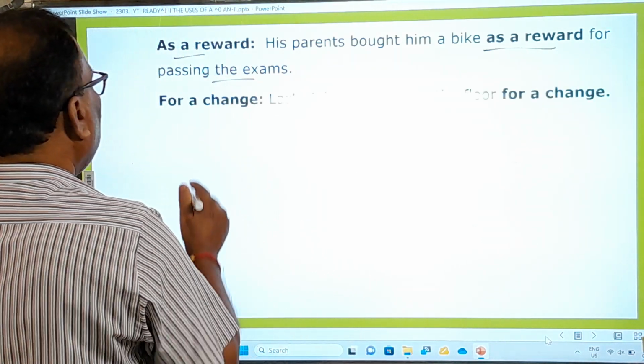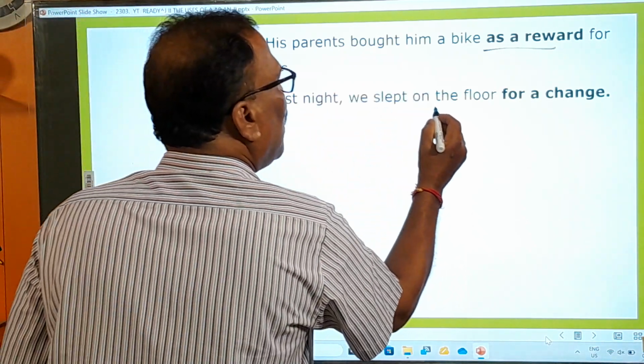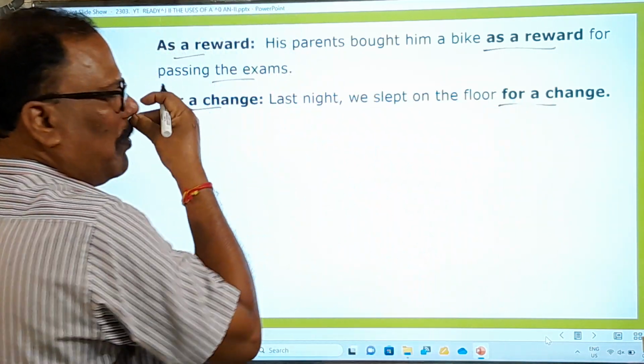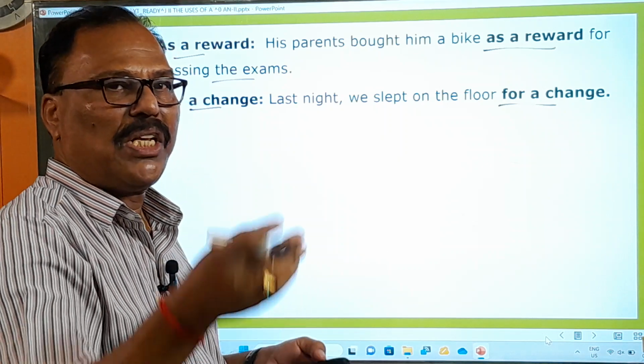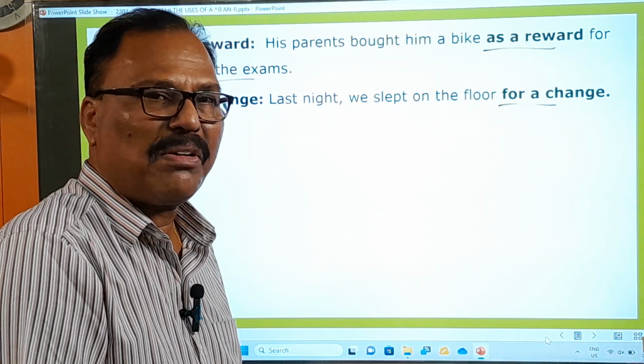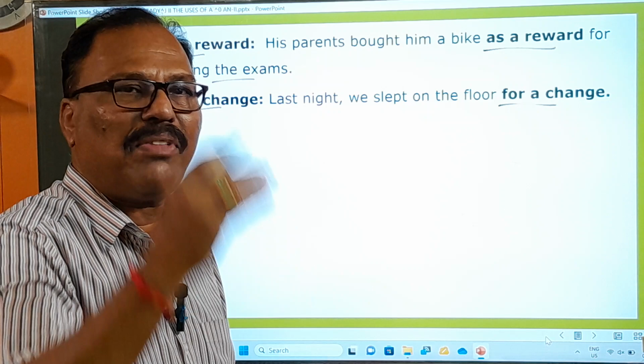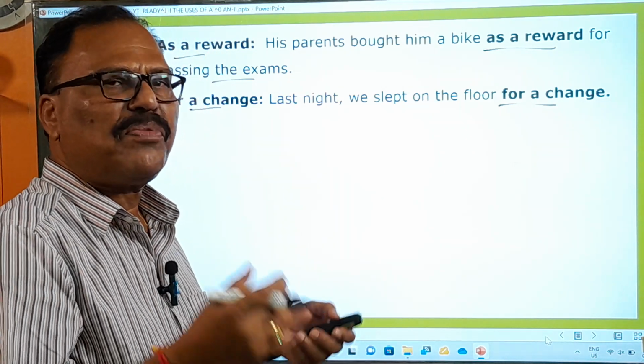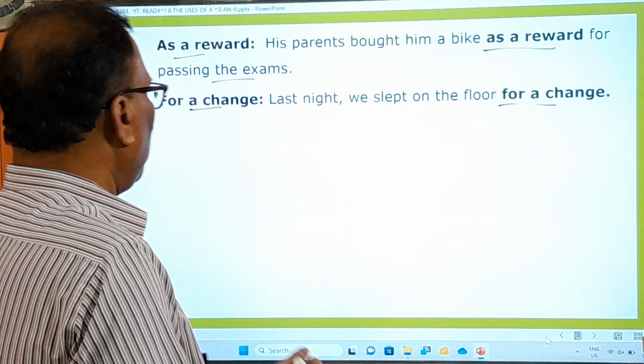And then comes, for a change. Last night we slept on the floor for a change. Generally, every day you sleep in the house, but during summer you sleep on the terrace. So it's only for a change.